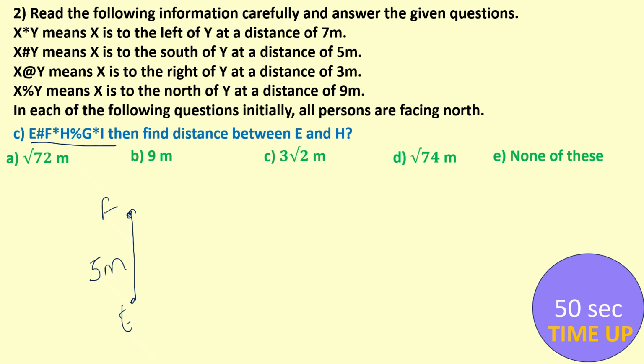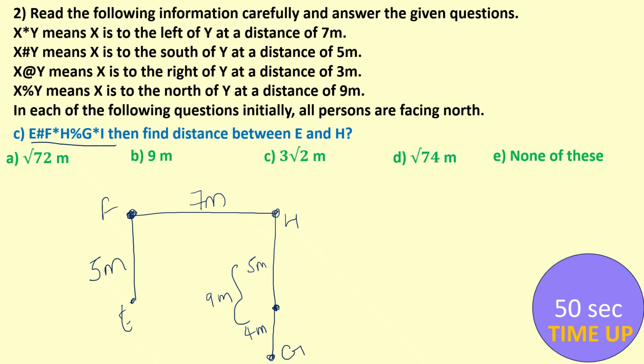Next, F asterisk H means F is to the left of H at a distance of 7 meter. So if H is facing north, then this will be left side. So F is here at a distance of 7 meter. Next, H percentage G means H is to the north of G at a distance of 9 meter. So if this is 5 meter, then more 4 we need to make it 9 meter. So total will be 9 meter. And this is point G.